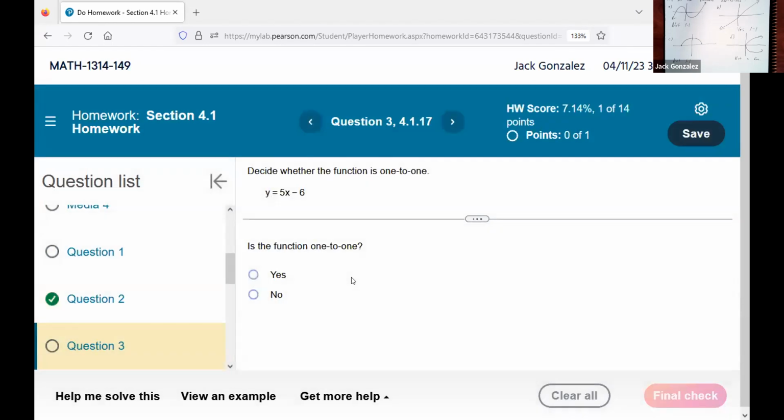About this one, we don't have the graph, but you could graph it yourself, or remember what kind of function that is, the parent function. What type of graph is this?